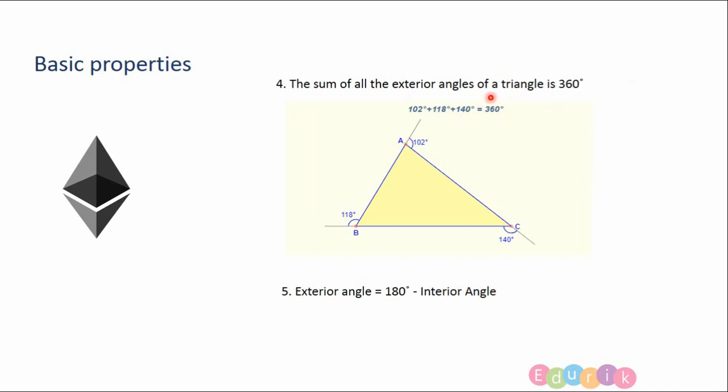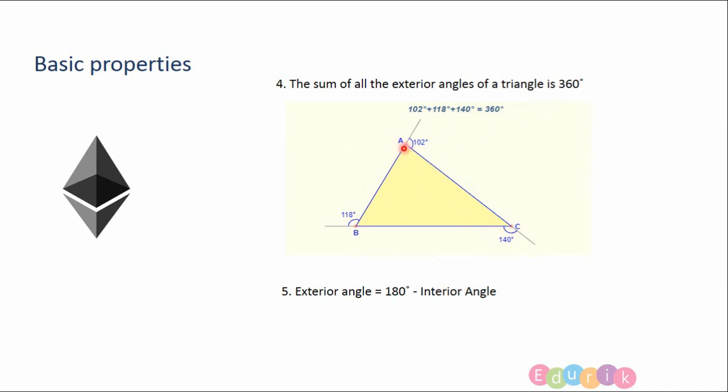Let's come to the fourth property here. The fourth property says that the sum of all the exterior angles of a triangle is 360 degrees. Now we have studied about the sum of interior angles, which will be equal to 180 degrees. Now take a triangle, for example, where the interior angles are 78 degrees, 62 degrees and 40 degrees. This is the triangle ABC.